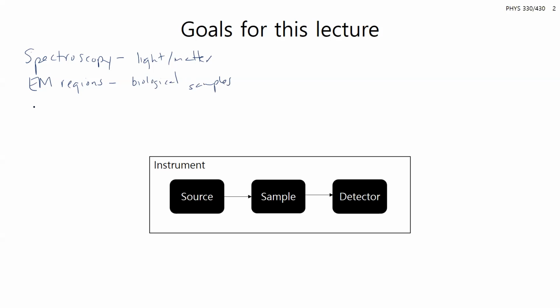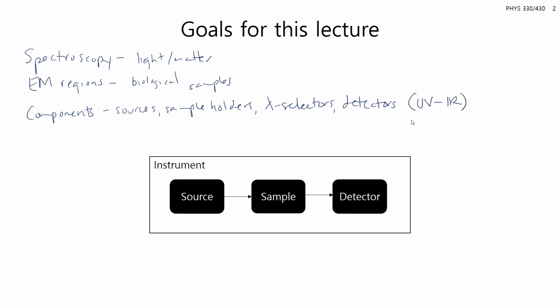We're also going to talk about the different components for spectroscopic instrumentation, so things like the sources, the sample holders, wavelength selectors, and detectors. And we're going to talk specifically about things that go from the UV to the IR, the different types of instrumentation that's used for that. And then we'll get into some details about UV-vis absorption and how it's used to measure concentrations of proteins, nucleic acids, different molecules.